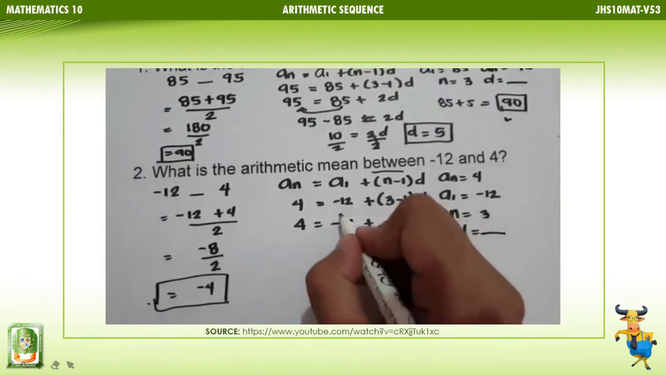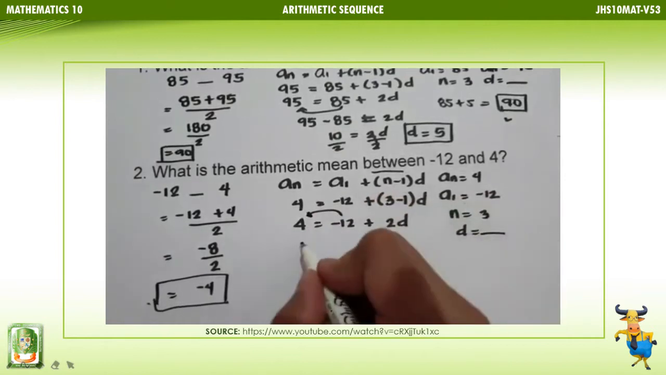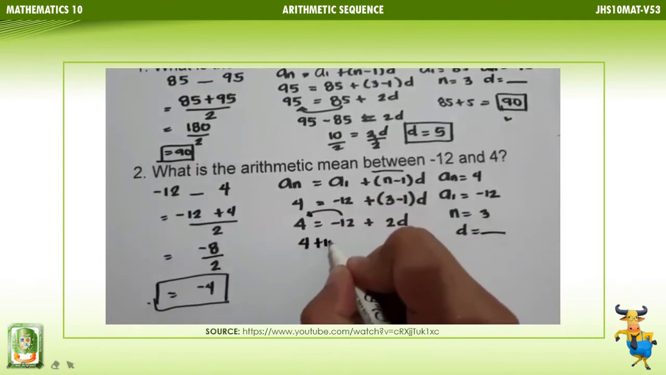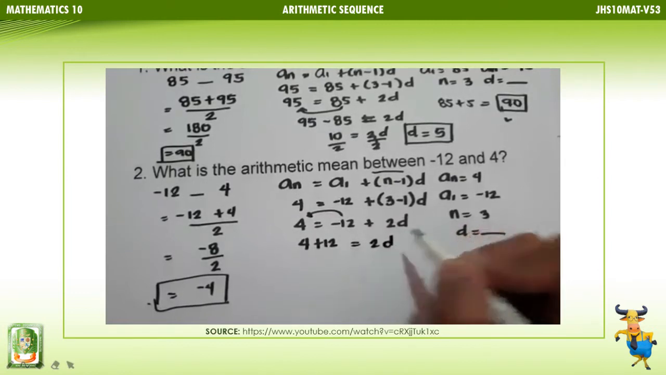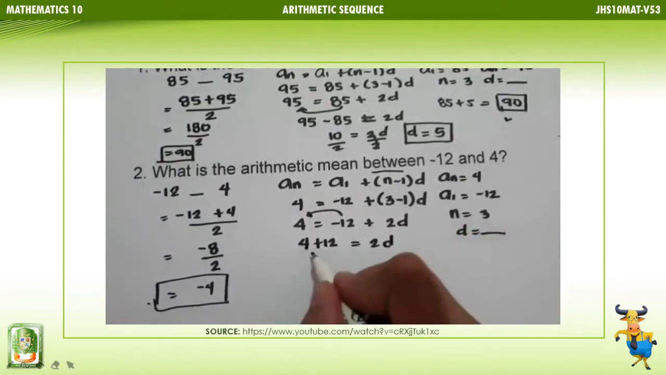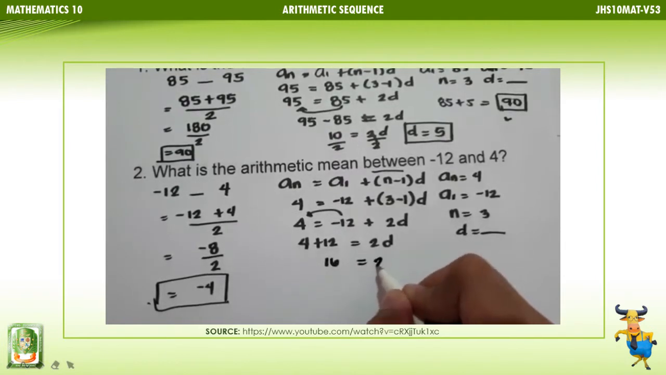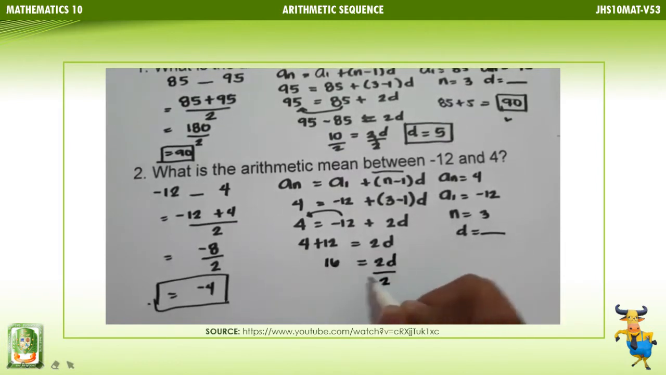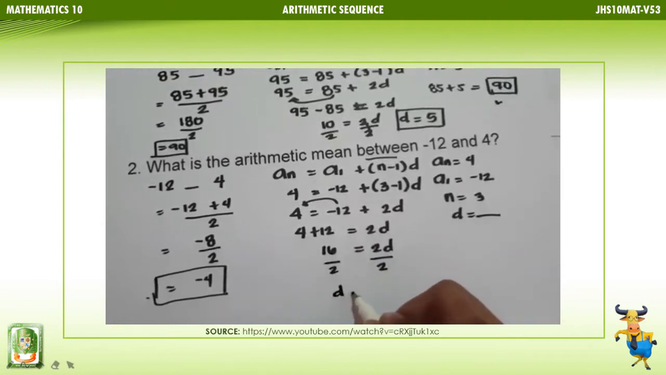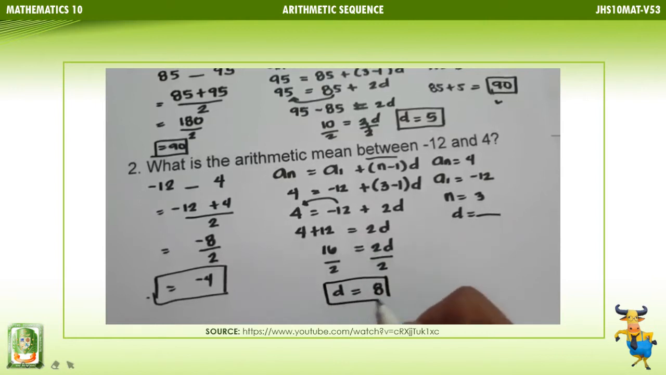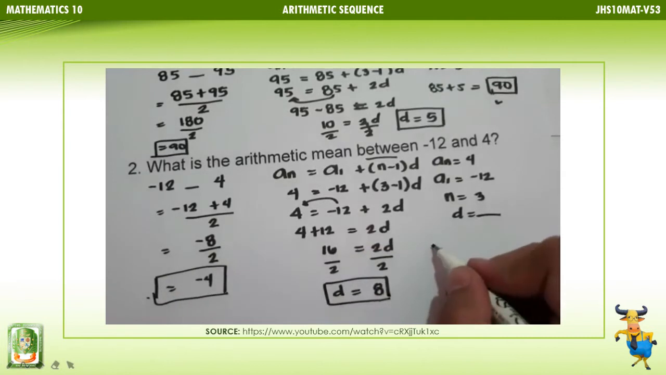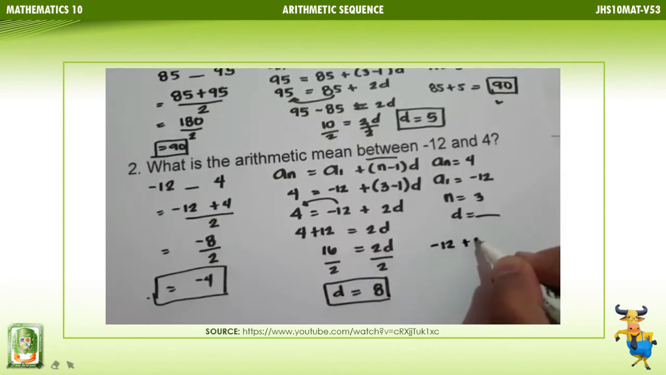And then move negative 12 to the side of 4, that is 4 plus 12 equals 2d. And then 4 plus 12, that is 16 equals 2d. Divide both sides by 2. So the common difference is 16 divided by 2, which is 8. So to find the mean, simply add the common difference to the first term. Negative 12 plus 8, that is negative 4.